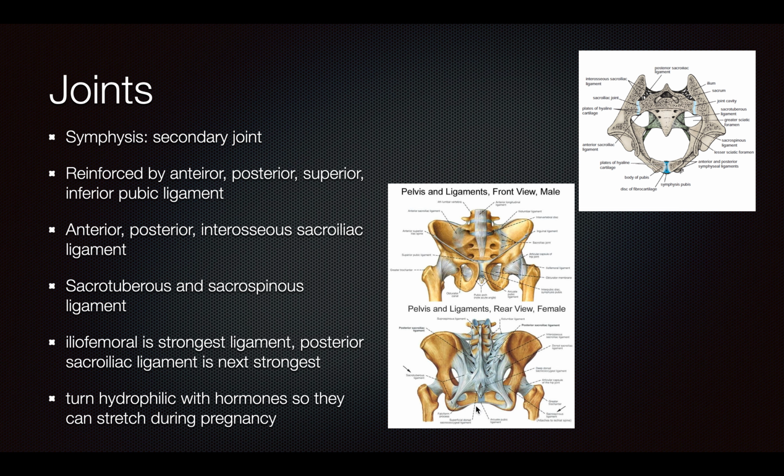So this would be the posterior interosseous sacroiliac ligament, and the iliofemoral ligament is the strongest ligament in the body, but the posterior sacroiliac ligament is the next strongest in the body. And during pregnancy, hormones will be released and make the ligaments hydrophilic, so they are able to absorb water and stretch during pregnancy or during childbirth, really.